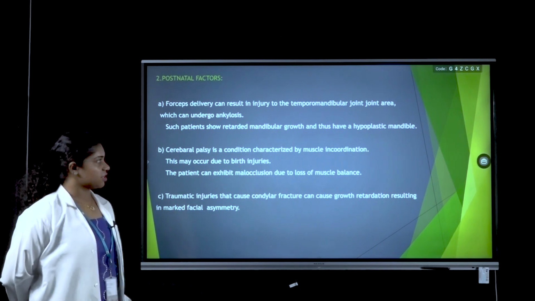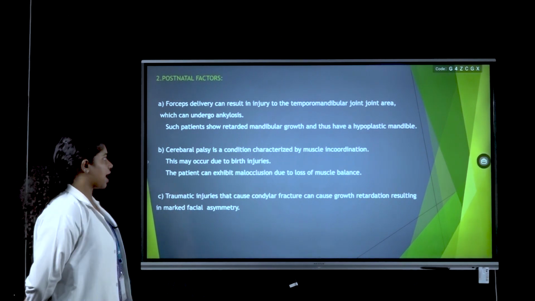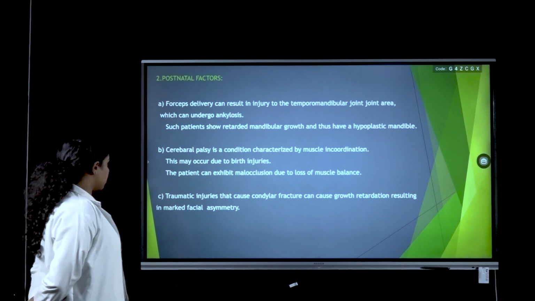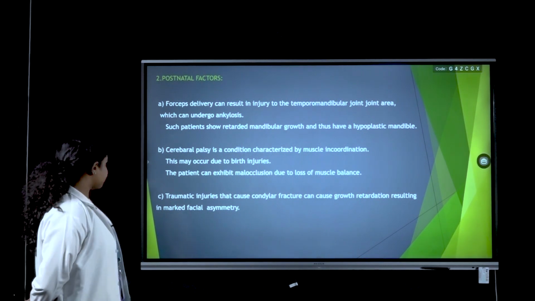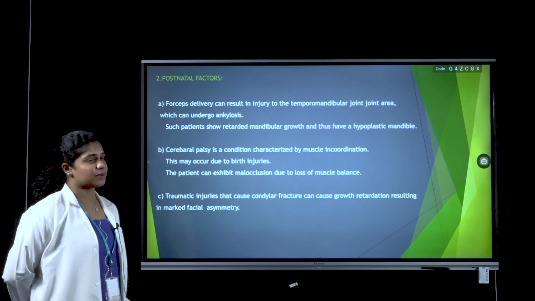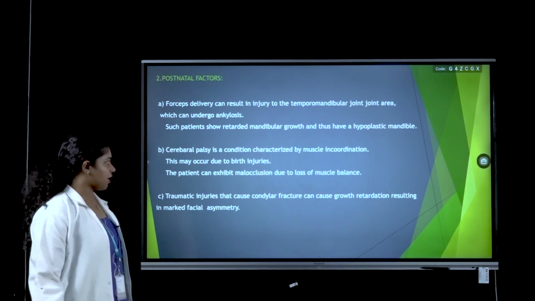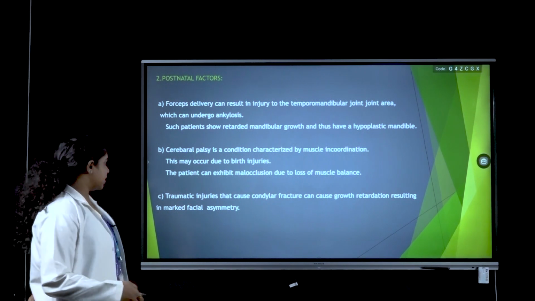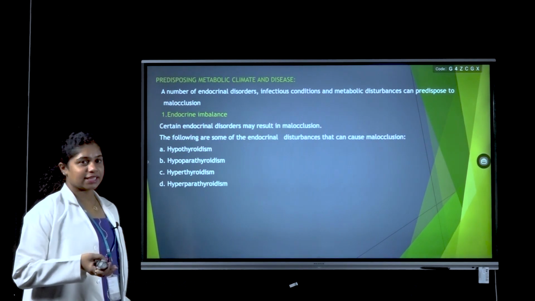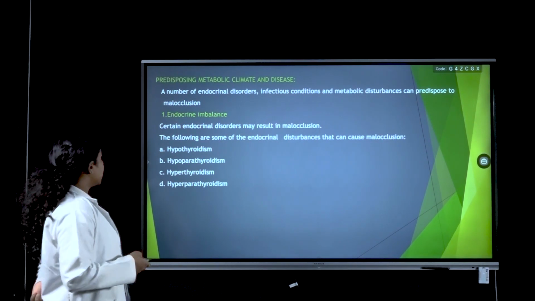Cerebral palsy is a condition which is characterized by muscle incoordination. This may occur due to birth injuries. Traumatic injuries can cause condylar fracture, which can lead to growth retardation, which might lead to facial asymmetry.